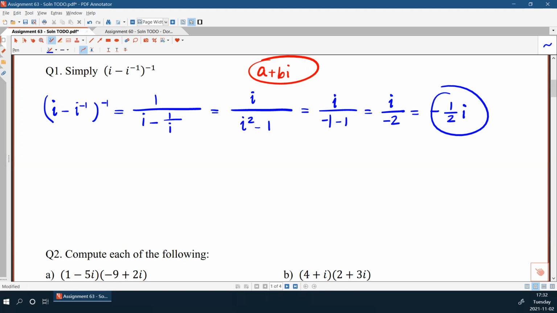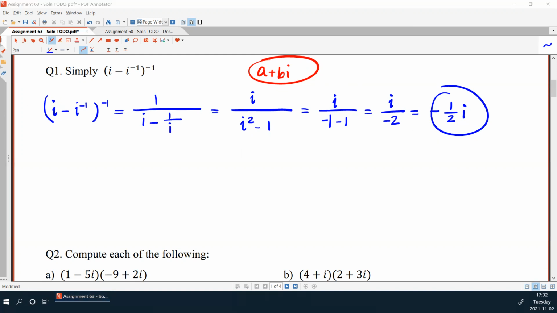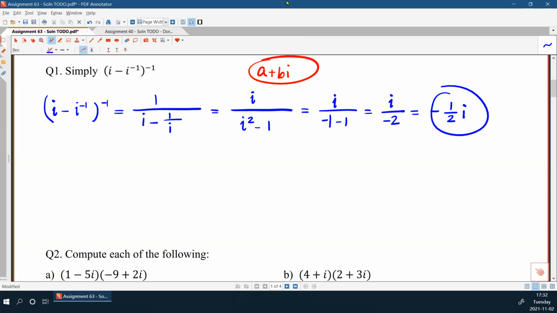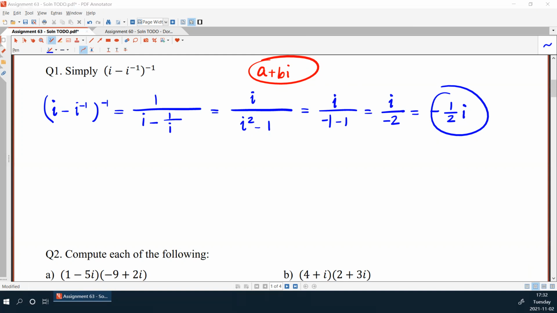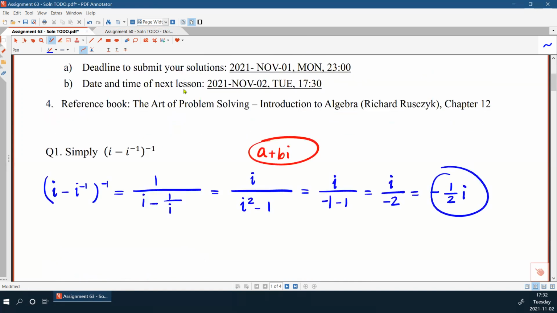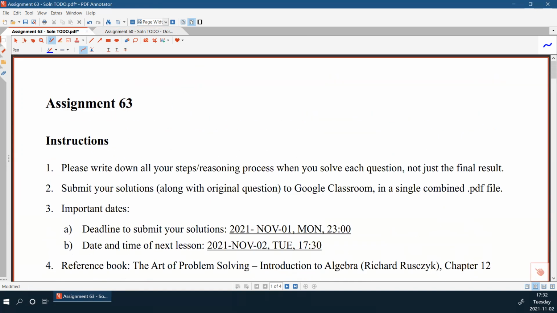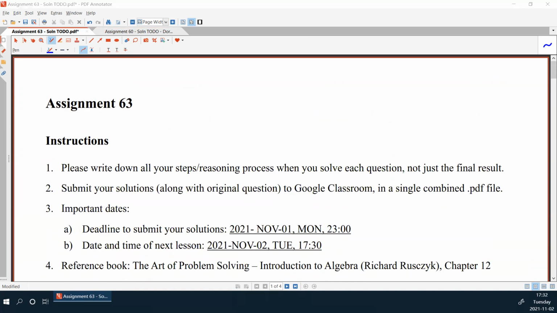Be careful with this. Okay, any questions? Okay, by the way, I have returned the marked paper to your email. I don't know if you have received that. Did you see that? Okay.